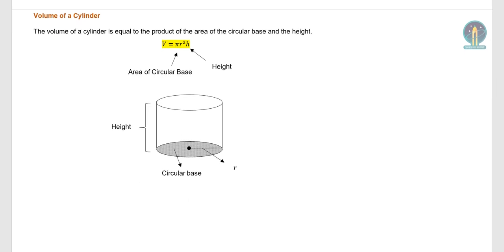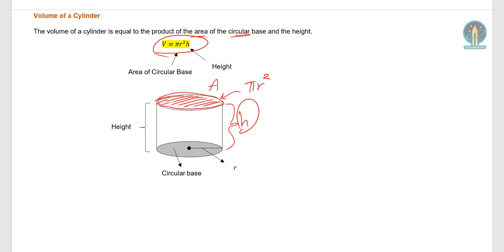We also talk about the volume of a cylinder, which is equal to the product of the area of the circular base and the height. If you remember in lateral area, we did the circumference of either one of the bases by the height. Well, here we're doing the area of the circular base by the height. So the area of the circular base is pi r squared, and then the height is just h. So the volume of a cylinder is just pi r squared h.